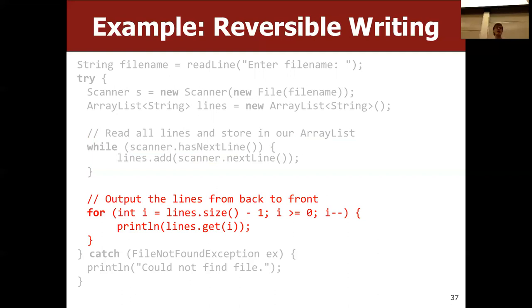So we're going to start with I at lines.size minus 1, which is the last index of the line in the array list. We're going to go all the way up to and including 0, and we're going to subtract 1 each time. And then we're going to print out whatever line is at that index. So we print last one, second to last one, third to last one, fourth to last one, and so forth.